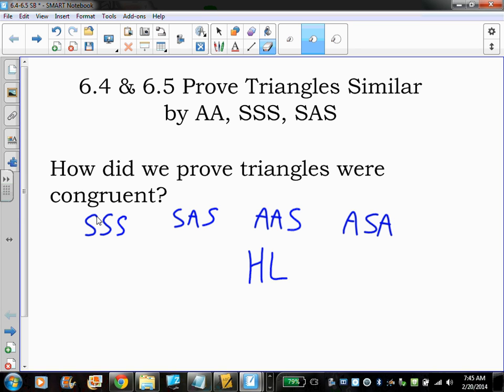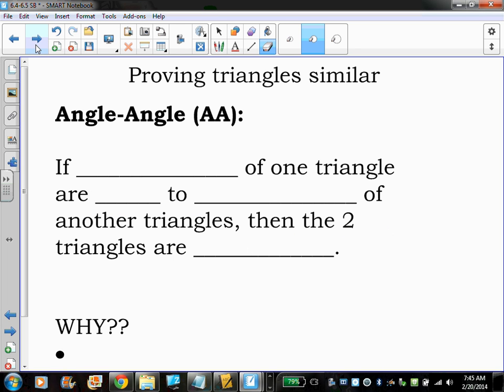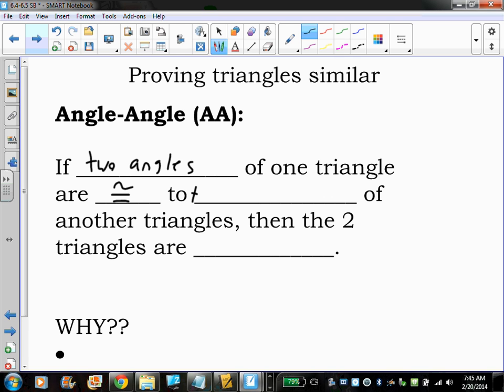Well, we can do pretty similar things when it comes to similar triangles as well. So, the first one we have here is angle-angle. The way this reads is if two angles of one triangle are congruent to the corresponding angles of another triangle, then the two triangles are similar.